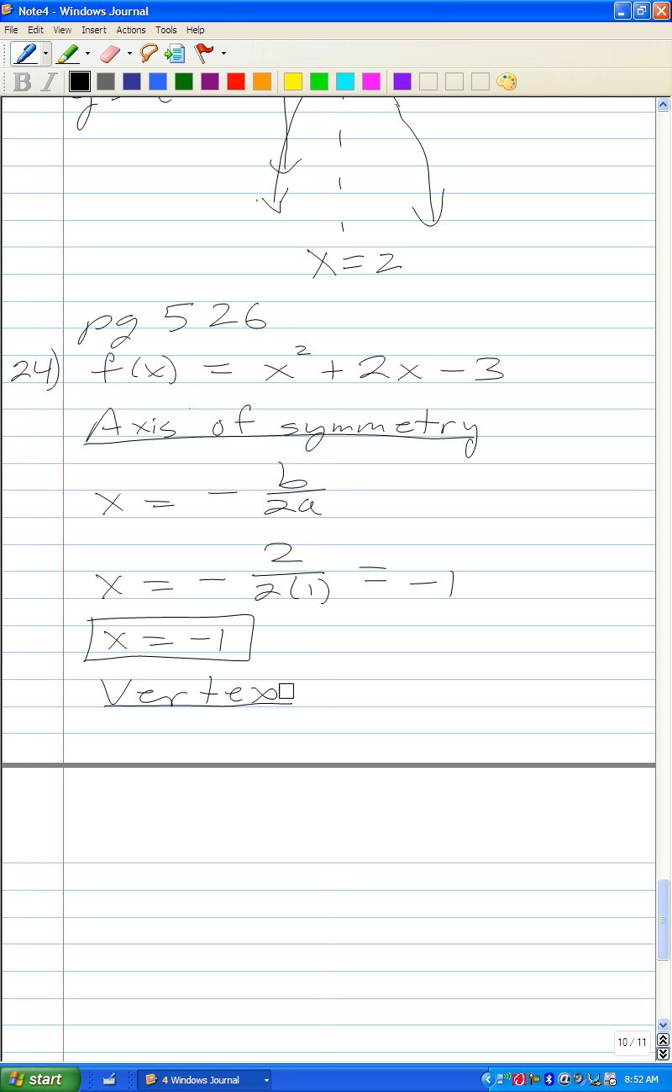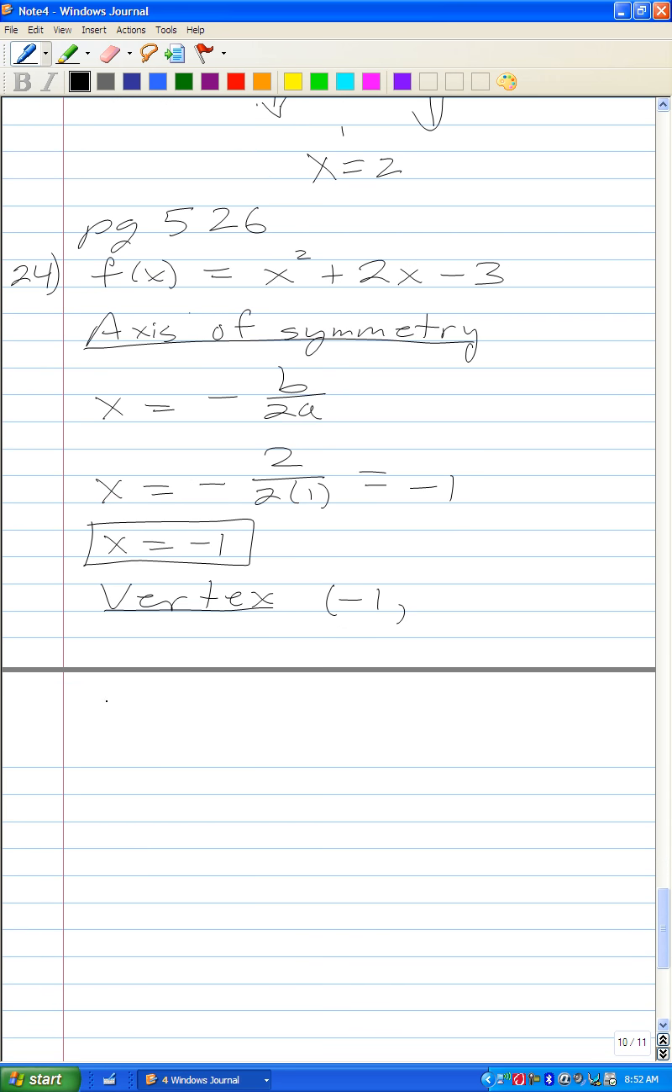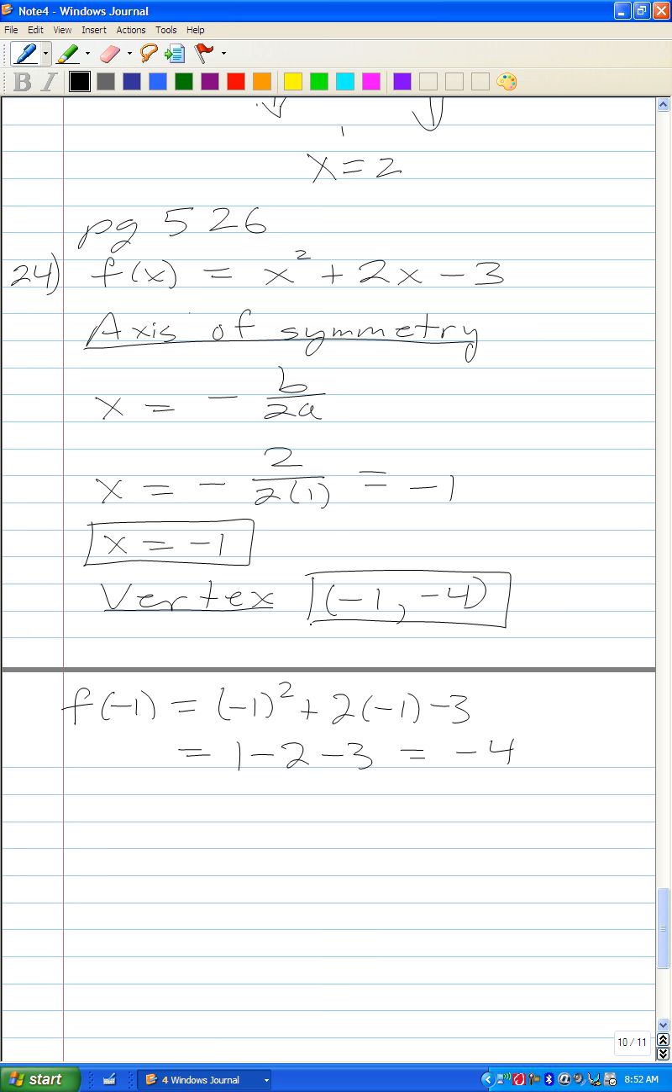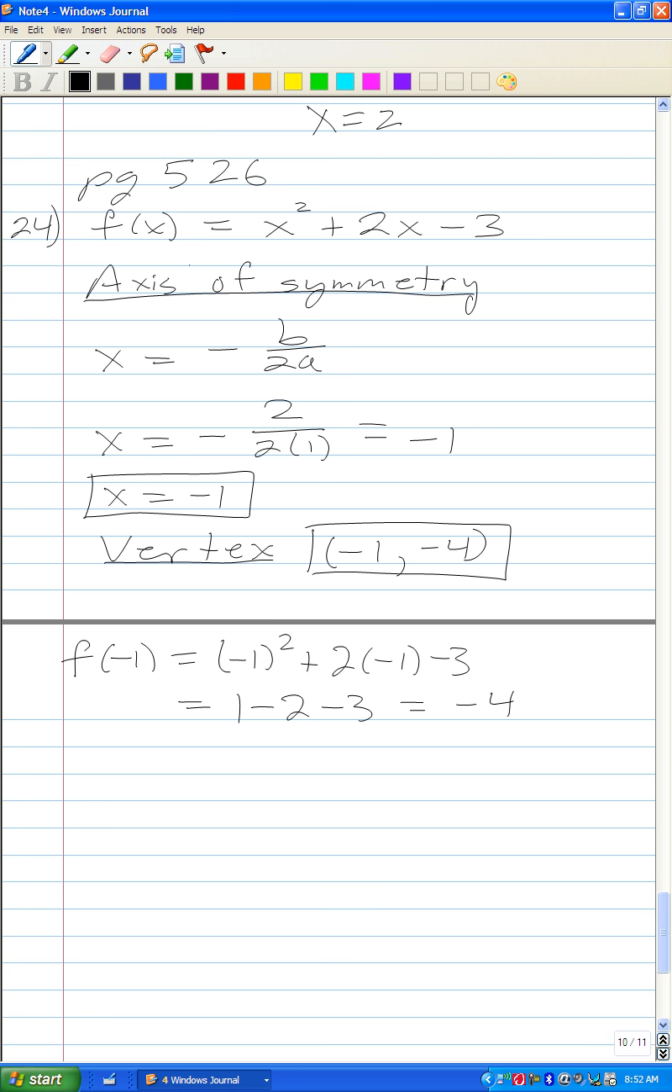Well, to determine the vertex, I know that the x-coordinate of the vertex is negative 1. Let's determine the y-coordinate of the vertex by plugging in negative 1 for x. So negative 1 squared plus 2 times negative 1 minus 3. So that's going to equal 1 minus 2 minus 3, which is negative 4. So my vertex is at negative 1, negative 4.